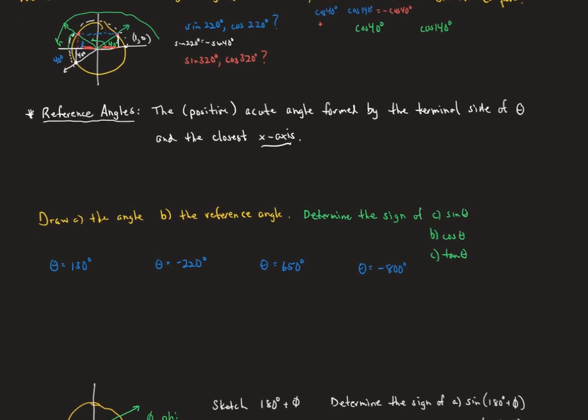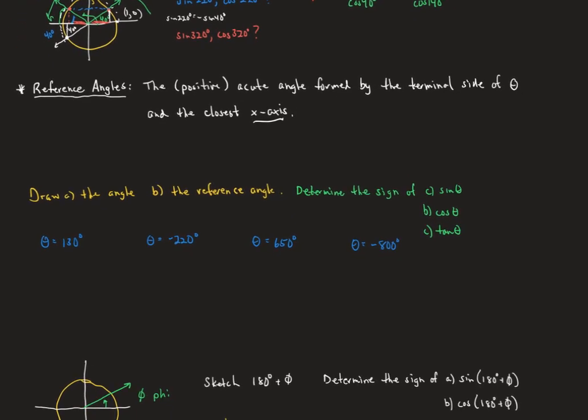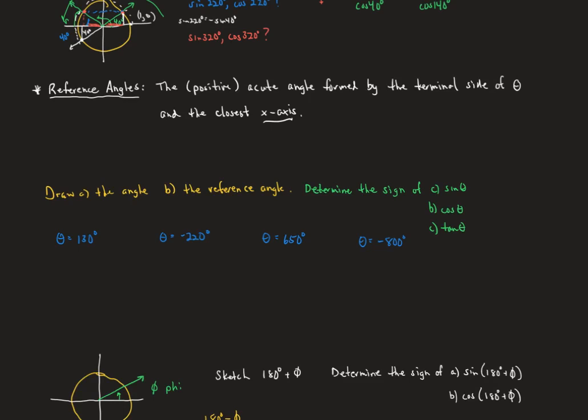So this is kind of what we're using here when we're talking about this idea of symmetry: we're using what we call reference angles. For any angle, a reference angle is the acute angle formed by the terminal side of theta and the closest x-axis. So let's see what we mean by this a little bit here. And it's different for angles in different quadrants.